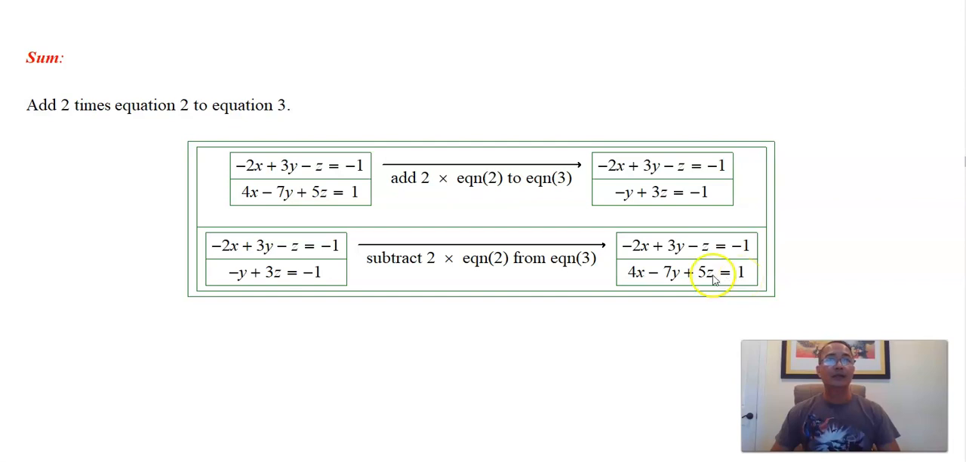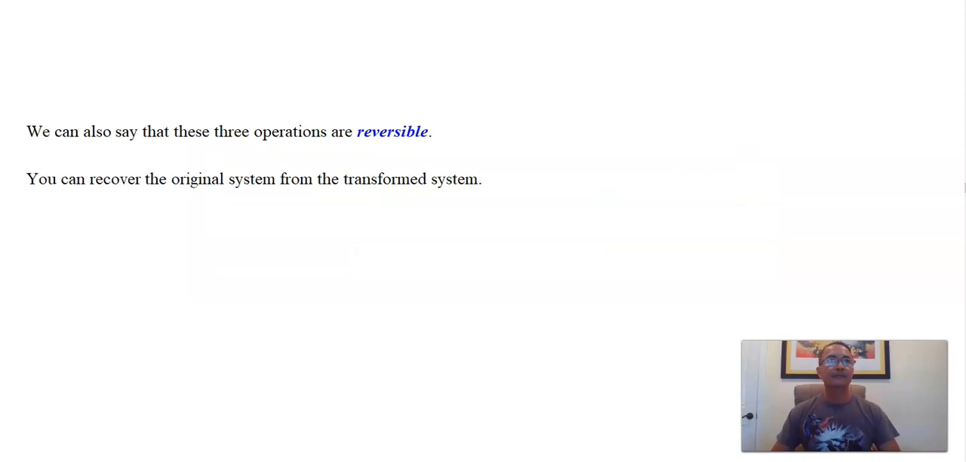Once again, these two new equations are equivalent to the original two equations. So this smaller system of two equations is equivalent to this system of two equations. You can get back one from the other. This is going to be very important to us in the near future when we're going to invert a matrix. So we will say that these three operations are reversible operations. You can recover the original system from our transformed system if you knew what process was done.